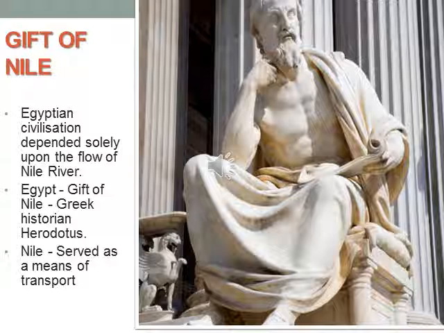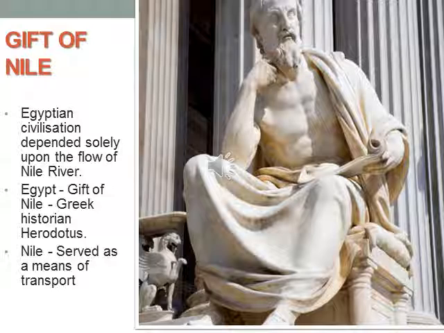Egyptian civilization depended only upon the flow of the river Nile. Egyptian civilization completely depended on the flow of the river Nile. So Egypt was called the gift of the Nile. Since the Egyptian civilization completely depends on the flow of the river Nile, Egypt was called the gift of the Nile by the Greek historian Herodotus. He was called the father of history.